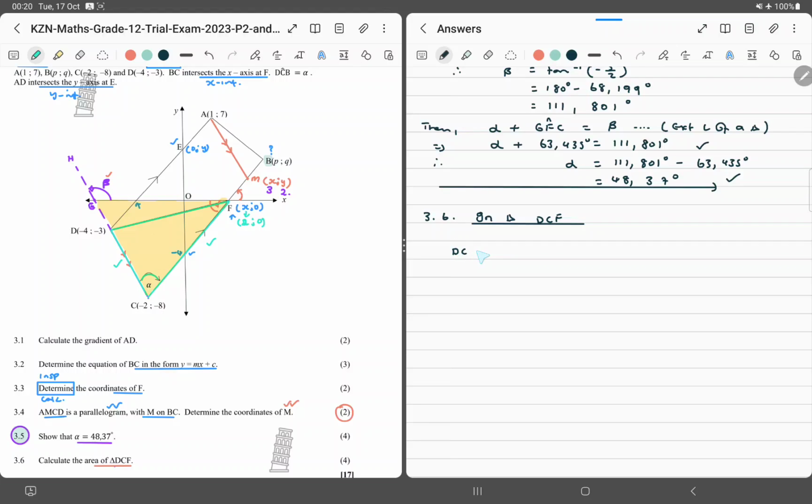We know that basically DC is going to be the square root of x at D minus x at C, all squared, plus y at D minus y at C, all squared. And then we substitute. So x at D is minus 4, minus x at C is going to be plus 2 all squared, plus we've got y at D, it's minus 3, minus minus is going to be plus 8 all squared. So there we just punch it in the calculator.